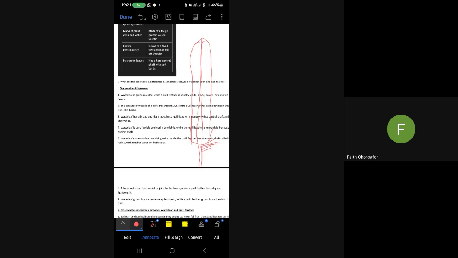All right. So the quill feather is narrow and it has a hard central shaft, and by the side it has the veins that form the barbs. Okay.